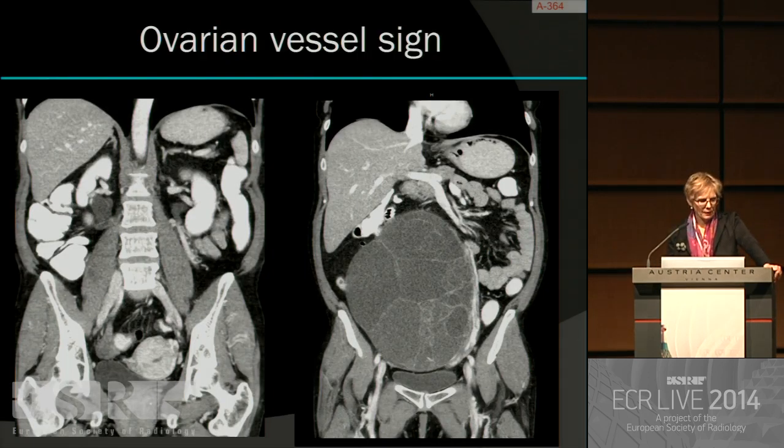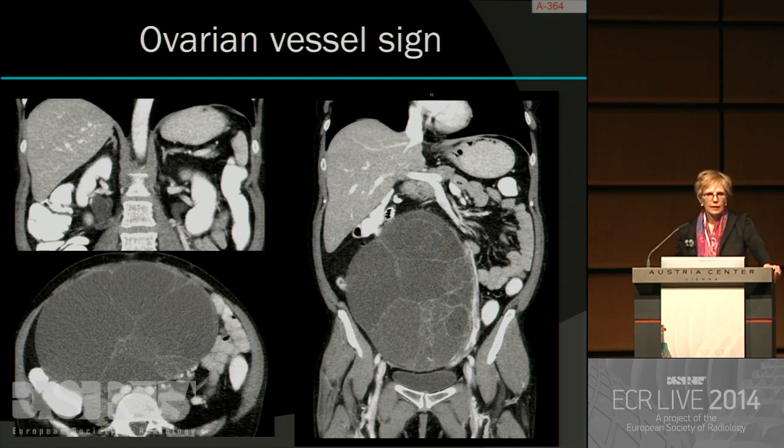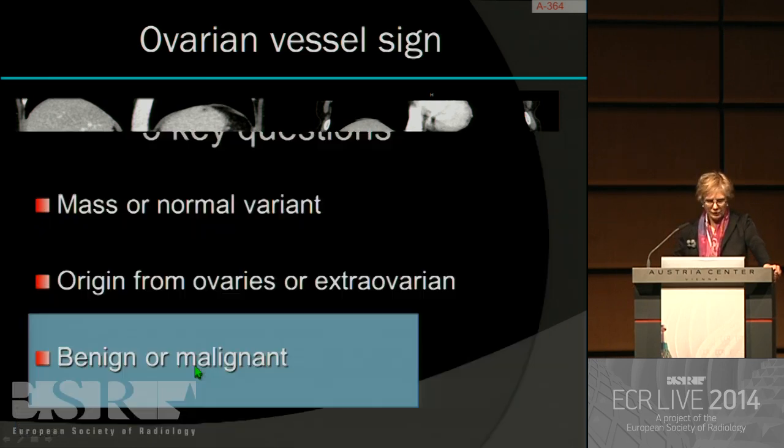This is an example, again, of a large adnexal mass. There is engorgement of the ovarian vein, and these veins typically enter the ovary on the lateral side. So this is a left adnexal mass. And what's important is not to misdiagnose these vessels as solid mural structures within such a lesion.